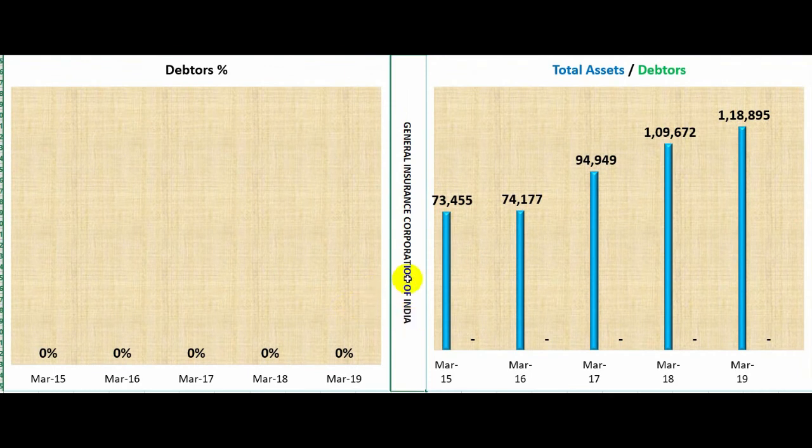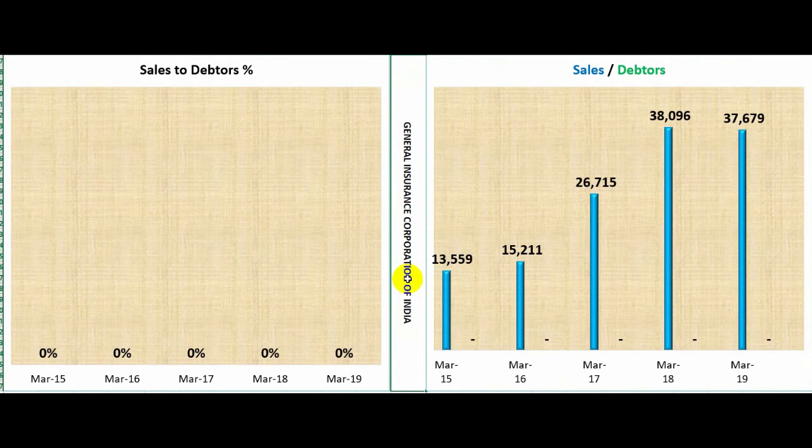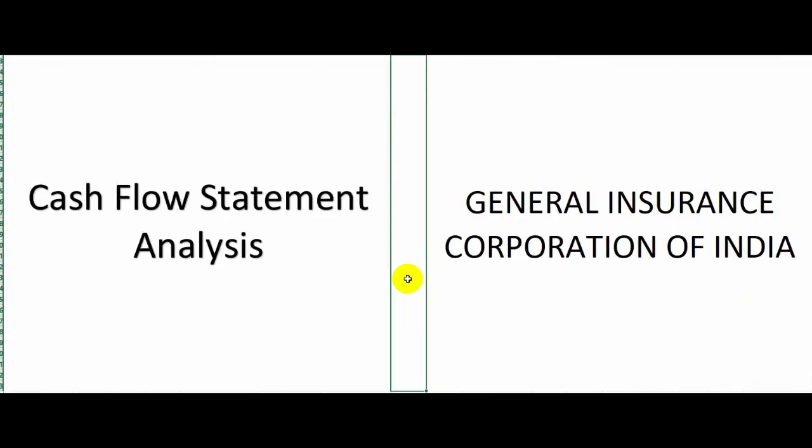Again, there are no debtors as such on the company's books. This ratio, sales to debtors, we can skip, because there is no debtor, so there is no comparison as such. Debtor days also we will skip. Again, no inventory on the company's books. So this concludes our balance sheet analysis.